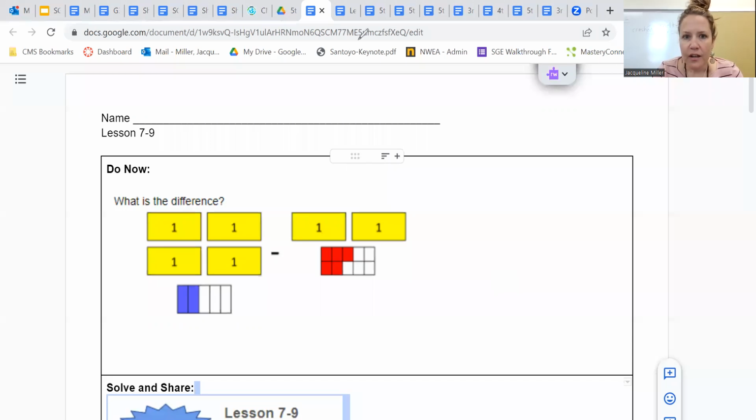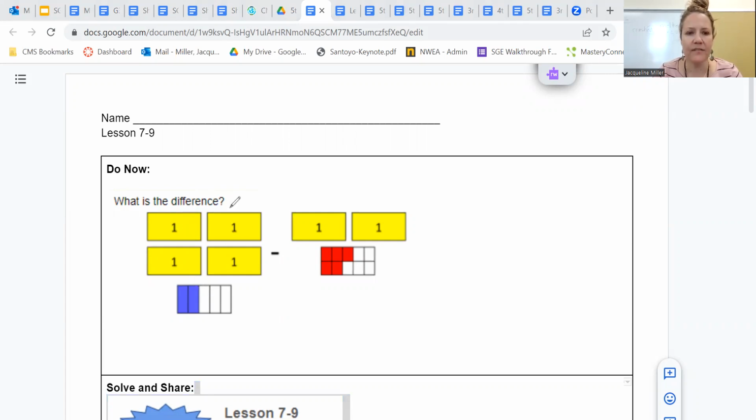So we are looking at finding common denominators with fractions and subtracting fractions and looking for common denominators and different ways to solve the problem. So I'm going to show you two different ways how to do this first problem.